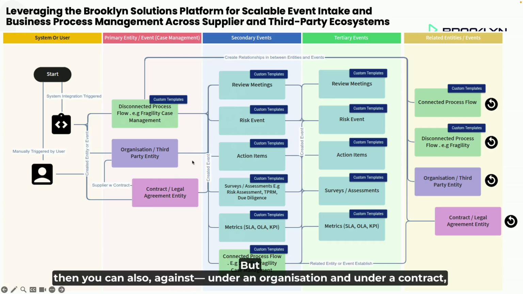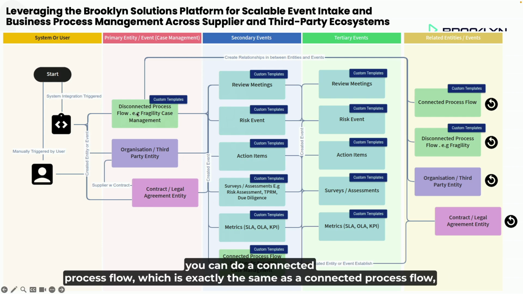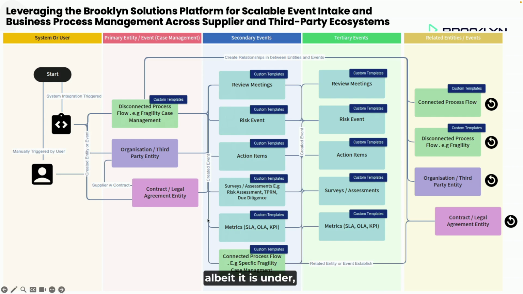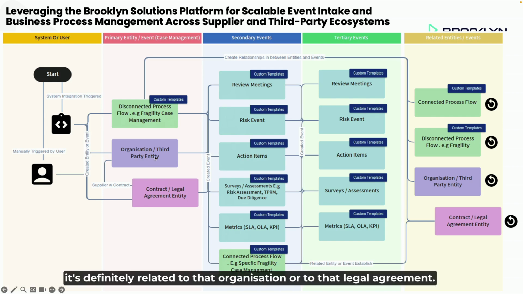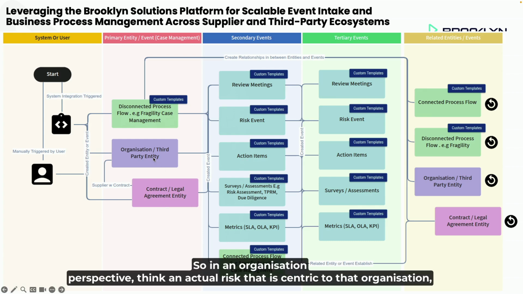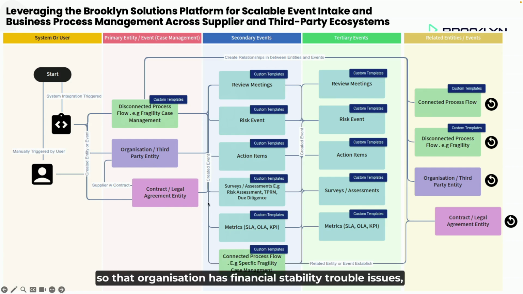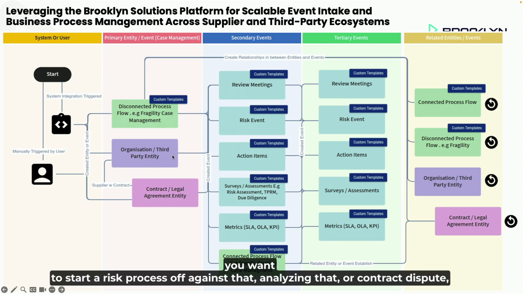But then you can also, under an organisation and under a contract, do a connected process flow, which is exactly the same as a disconnected process flow, albeit it's definitely related to that organisation or to that legal agreement. So from an organisation perspective, think of an actual risk that is centric to that organisation. That organisation has financial stability trouble, issues. You want to start a risk process against that, analysing that. Or a contract dispute or contract change is a contract or legal agreement related process flow.